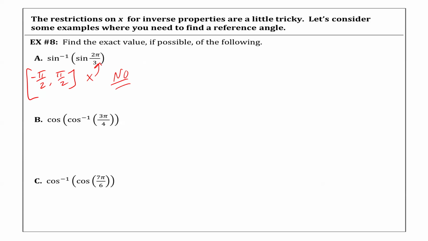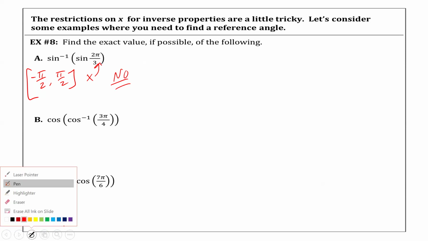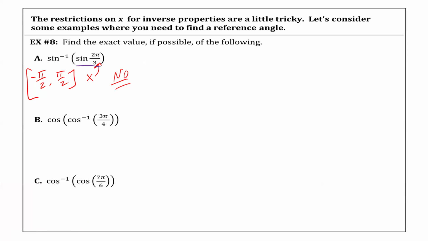Okay, all right. Anyways, does it fall in the interval? Yes or no? No, we agree that it doesn't. Because it doesn't fall in this interval, that means we have to evaluate it in parts. So the first thing you're going to do is the innermost piece first. My innermost is sine of 2 pi over 3. Sine of 2 pi over 3 equals what?